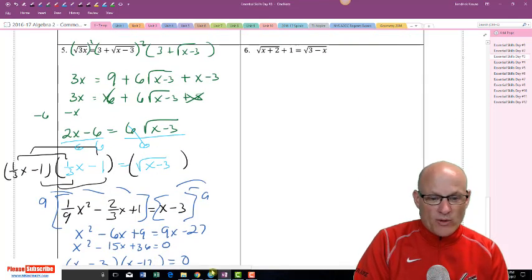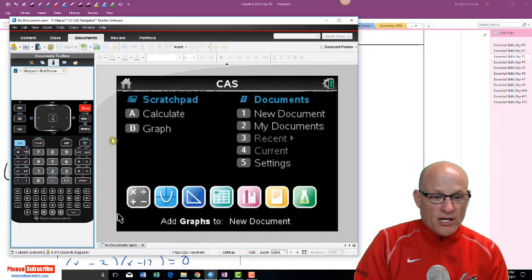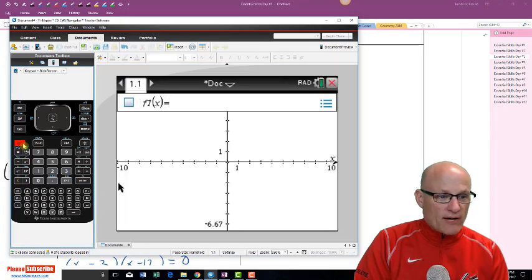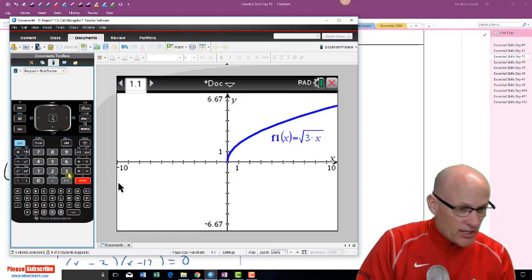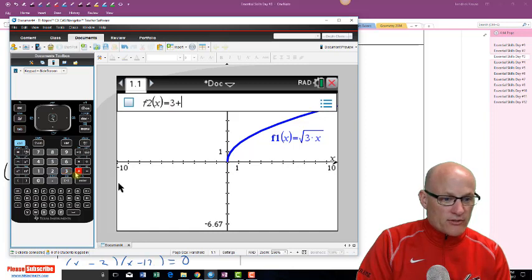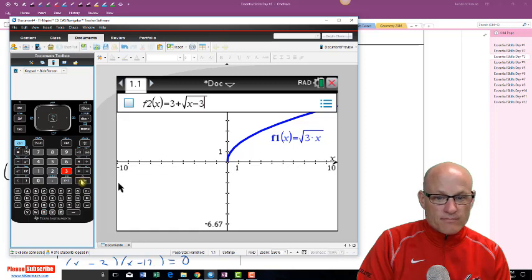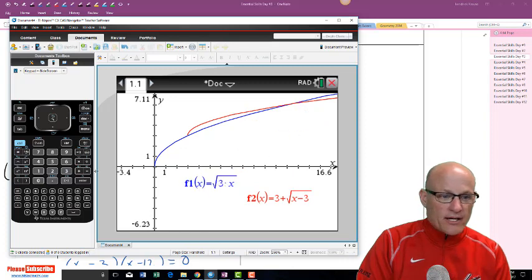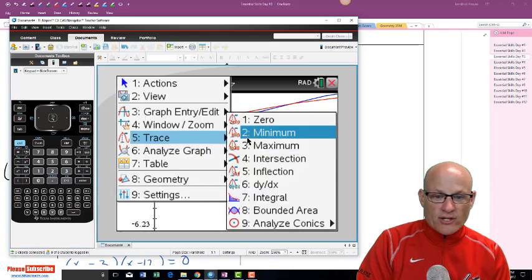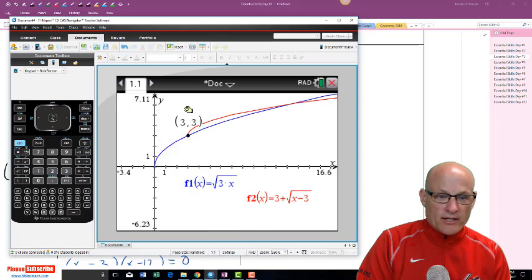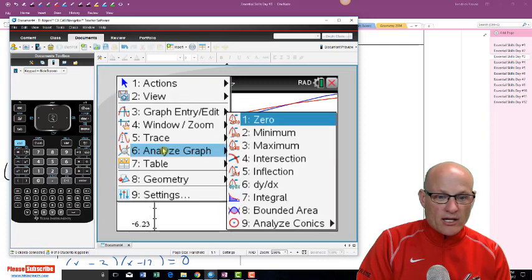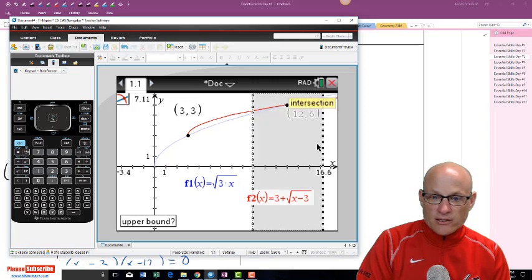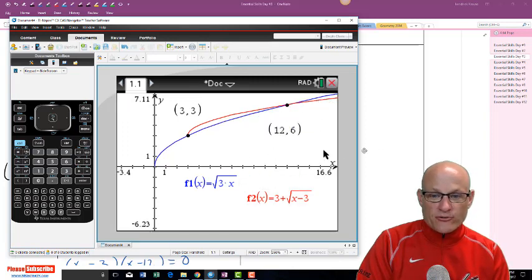See, that's algebraically. But what if I just wanted to know actually what the answers were? I could come over here and graph them. I could graph the square root of 3x. And the other side is 3 plus the square root of x minus 3. Now it appears that they hit twice here. Let me get these things out of the way. And I'll go menu, analyze graph, intersection, click, click. There's one, x equals 3. Menu, analyze graph, intersection, click, click, x equals 12. Those are your two values, 3 and 12.